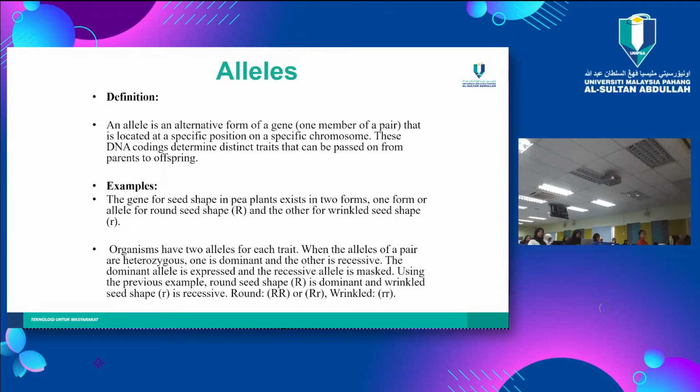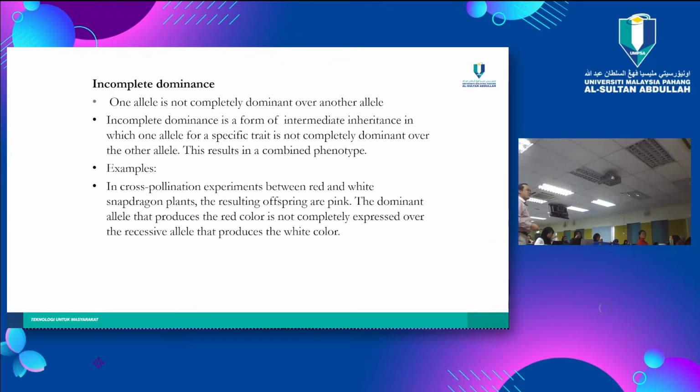So alleles: one allele may be at a specific position on that specific chromosome, one member of a pair. This is what I mean by alleles. I think that's an example we understand by now.